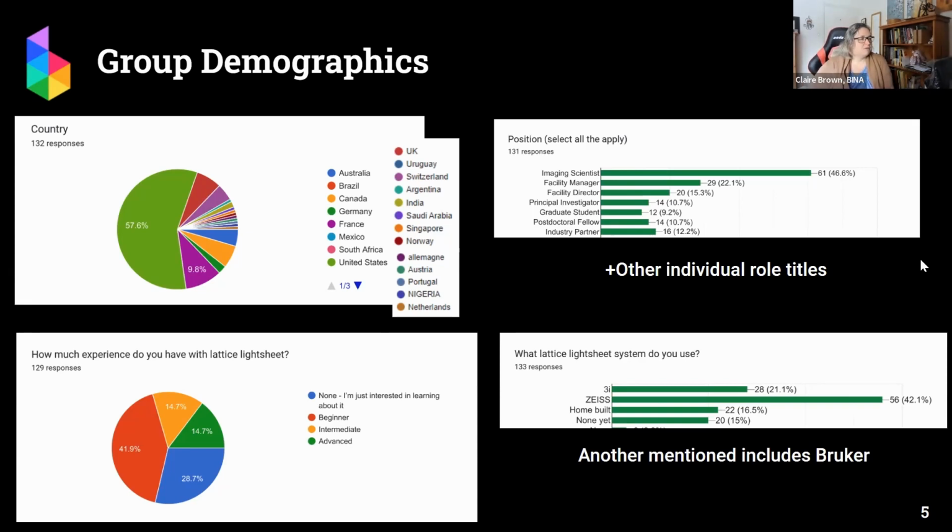We also have a pretty good distribution with a little under half the group being beginners in this area, 15% intermediate and 15% advanced. And then we have quite a few people, about 30%, who are just interested in learning more about this technology. We have a good distribution of positions, so a lot of imaging scientists, facility managers, and directors, but we also have a lot of industry partners and some principal investigators as well.